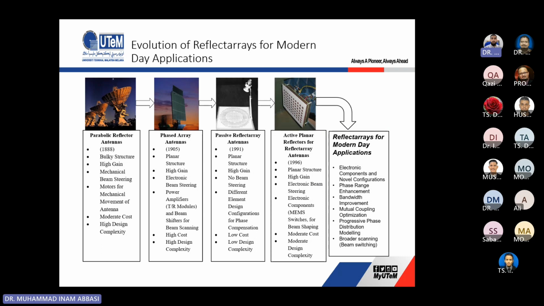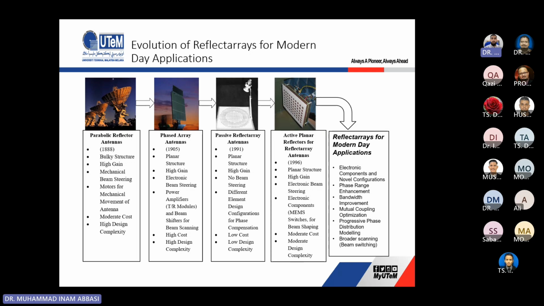So in 1991, the microstrip reflectarrays were introduced, which had the advantages of both the parabolic reflector and the phased arrays. They were a planar structure like the phased arrays, and they have high gain like both the parabolic reflector and phased arrays. In the passive reflectarray, there was no beam steering, but in active reflectarrays, we can have beam steering.